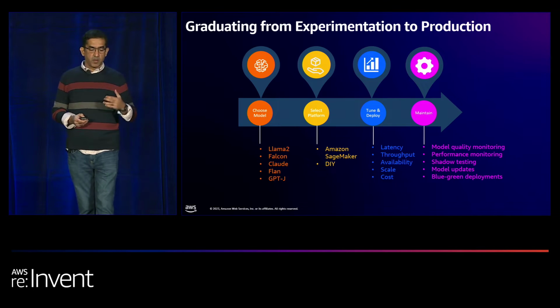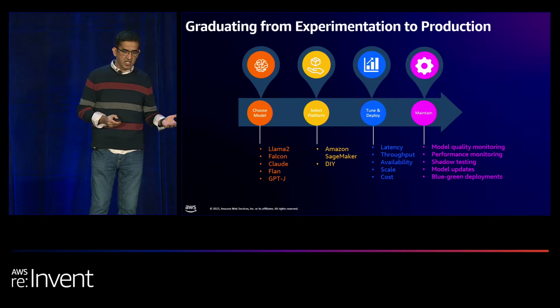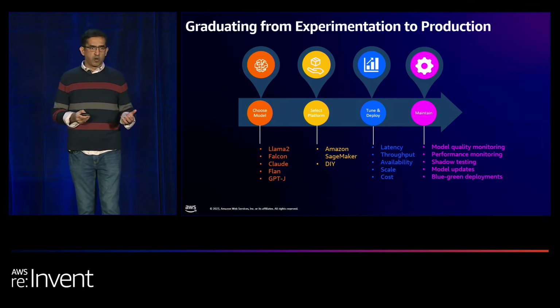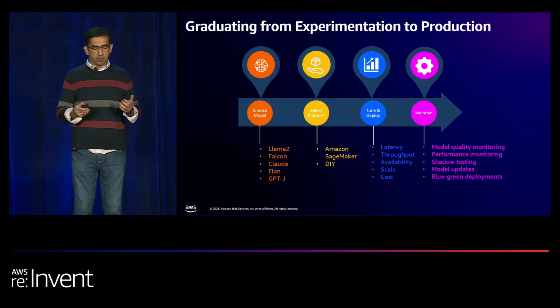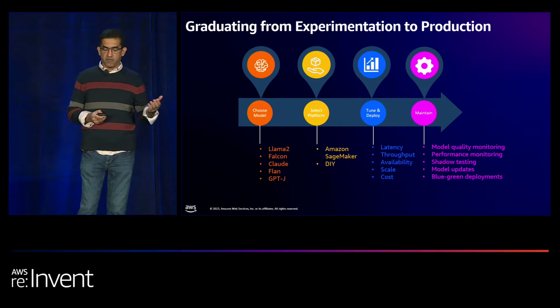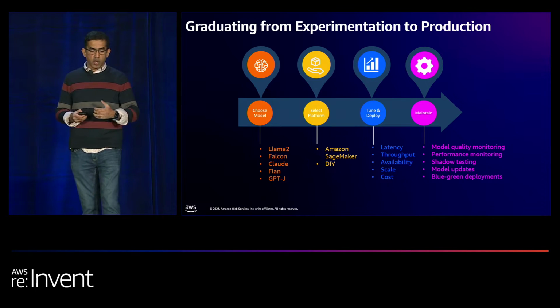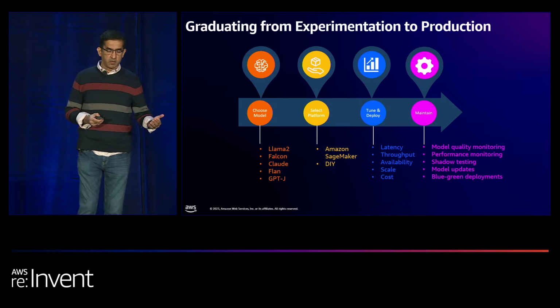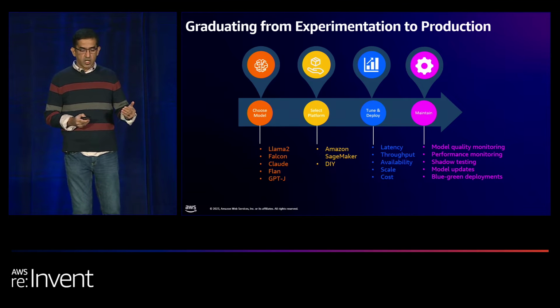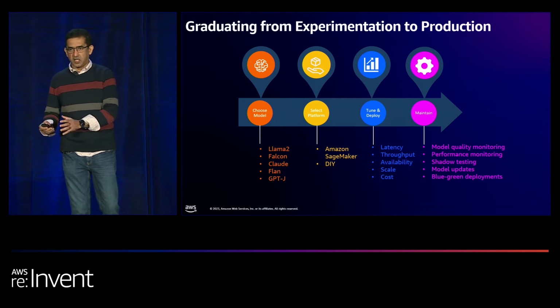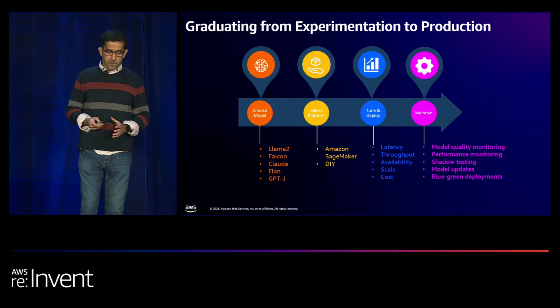Finally, once you have deployed your models, you want to maintain them in production. So you want to monitor your model for quality and make sure that it's continuing to perform well. And then periodically, you want to update your model with a new version. And when this update happens, you want to do that without impacting your production deployments.